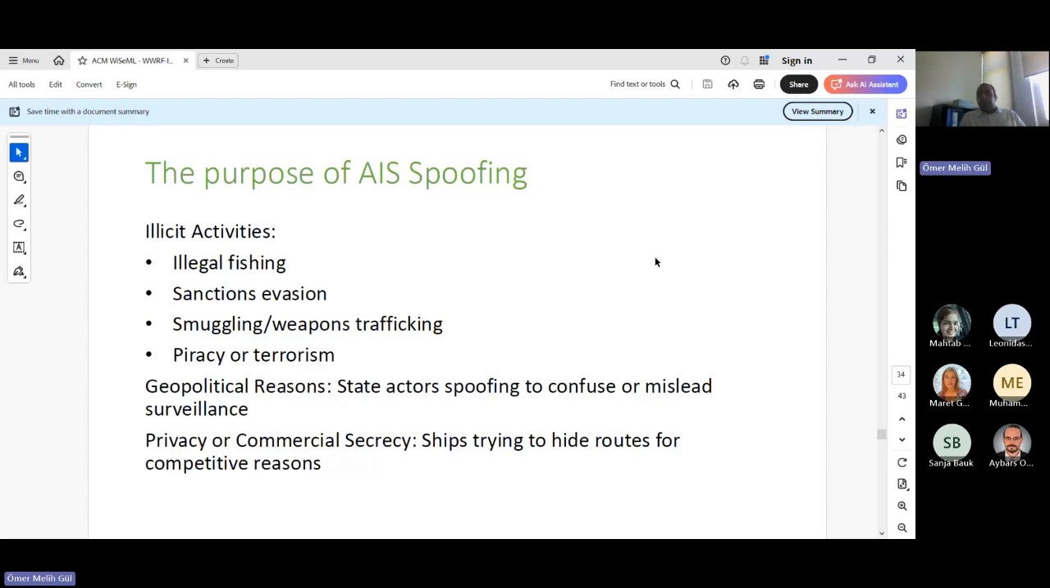And the geopolitical reasons: state actors spoofing to confuse or mislead surveillance. The privacy and commercial secrecy: the ships trying to hide their routes for competitive reasons. This may be done, but I'm not sure for the last one. Maybe for short routes, yeah, you can do it, but when you consider the long routes, it is difficult. It may be difficult to hide.